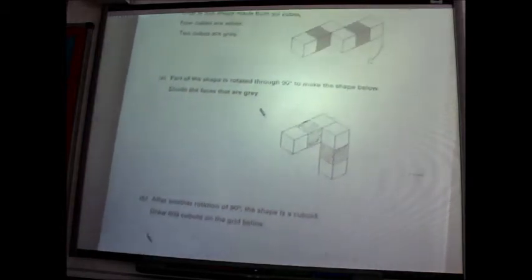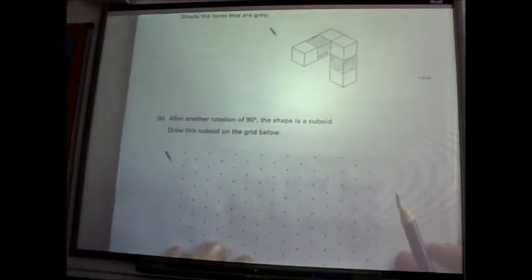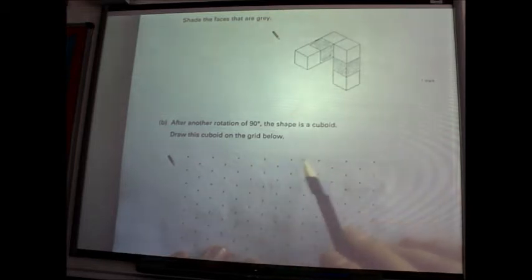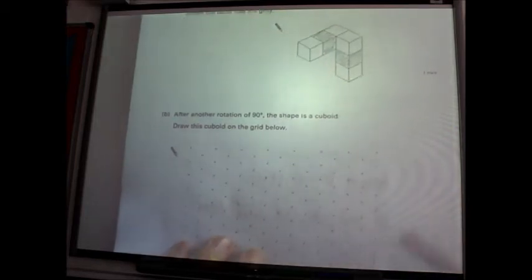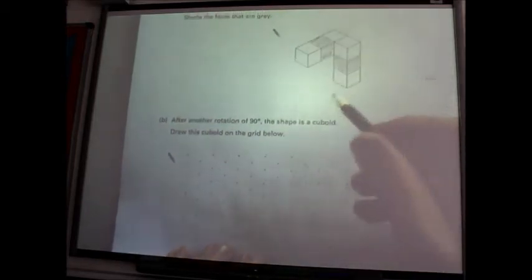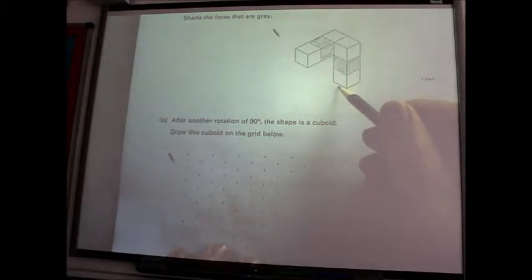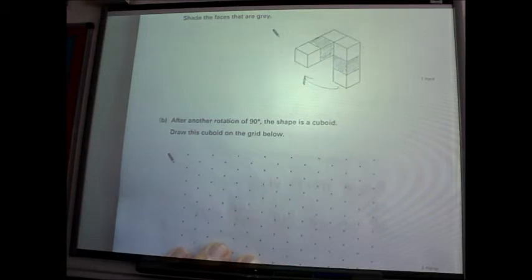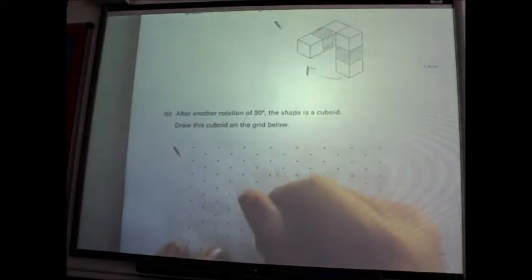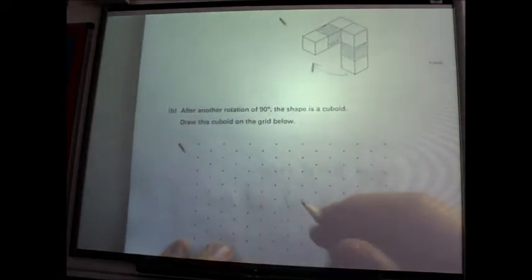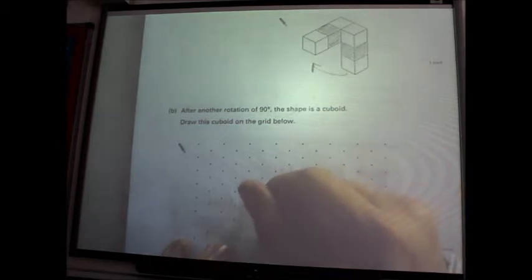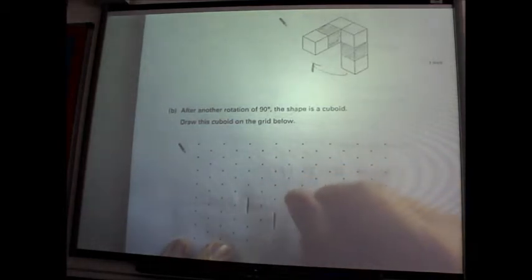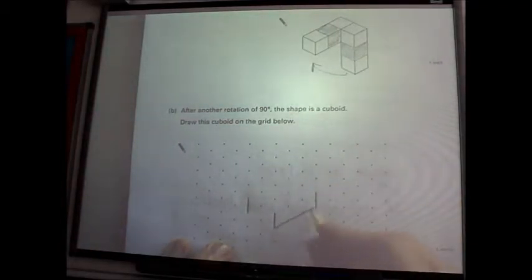There we go. After another rotation of 90 degrees, the shape is a cuboid. Draw this cuboid on the grid. You've got to be good at 3D drawing, but if you imagine that this bit here is going to slide upwards there, it's going to make a lovely cuboid. So let's try and draw that one on here. I think we're going to go down here and here, and it goes back up 3, so 1, 2, 3, and just connect those lines up.